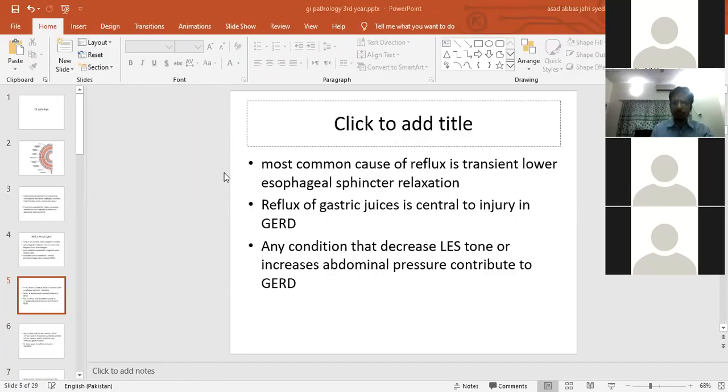Chronic constipation, a tumor in the abdominal cavity, all these can predispose you to develop GERD or can worsen the symptoms of GERD.